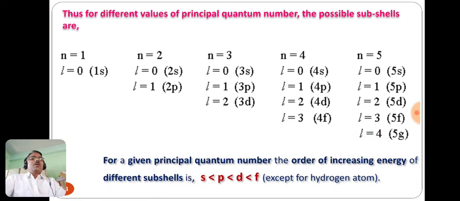So for a given principal quantum number, the order of increasing energy of different subshells is s is smaller than p, p is smaller than d, and d is smaller than f, except for hydrogen. So these are the subshells in the order of increasing energy.